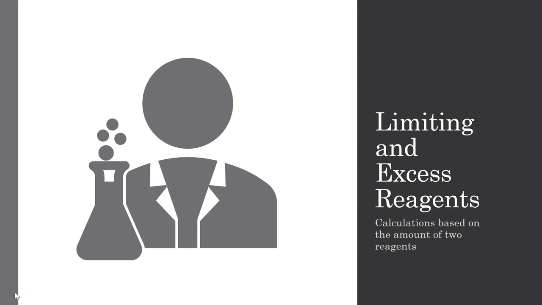This time we're going to be looking at limiting and excess reagents, and this is when we're given more information than we've previously been given. So we're given information on two reagents and we need to know which one's going to be the most important. So let's jump right in.